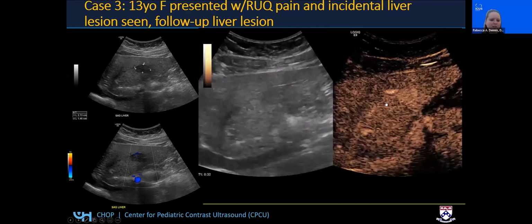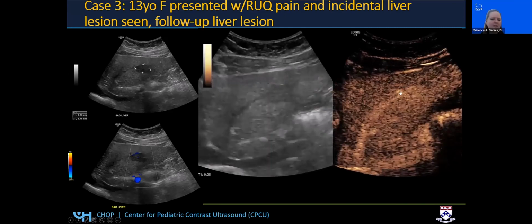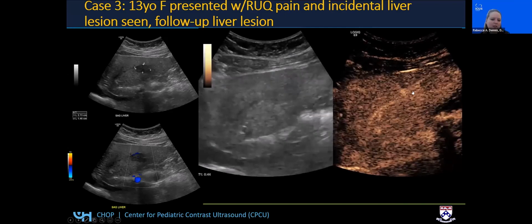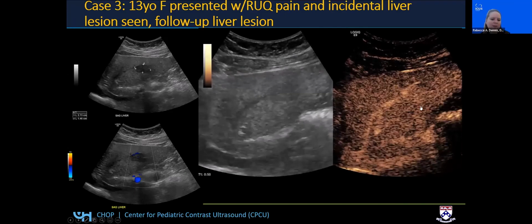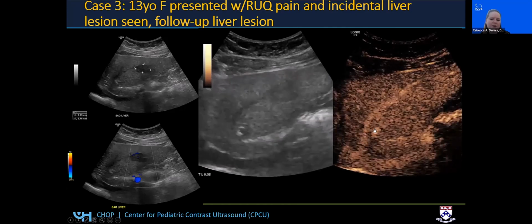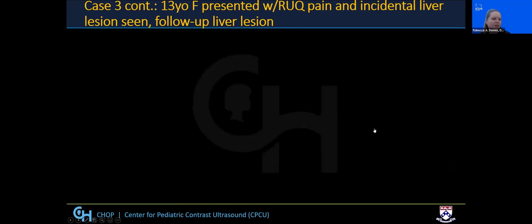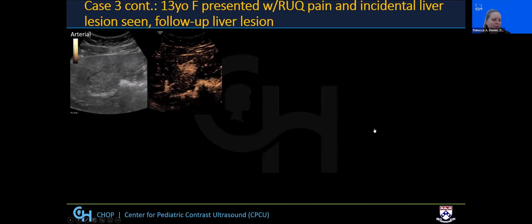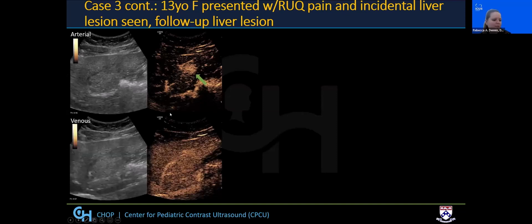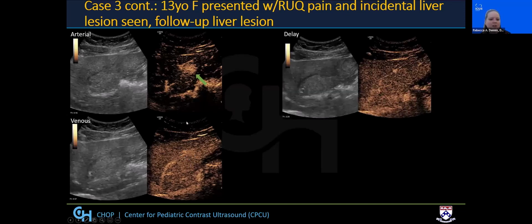And then as we progress to venous phase, slightly hyperenhancing, but still, and then it's slowly becoming isoenhancing, but it is hyperenhancing on early venous phase. Some still images from after contrast administration. Once again, there is early arterial enhancement compared to the adjacent parenchyma. Venous is still slightly hyperenhancing, but not as well defined. And then on delayed, it is isoenhancing.